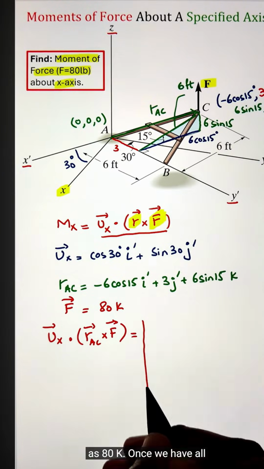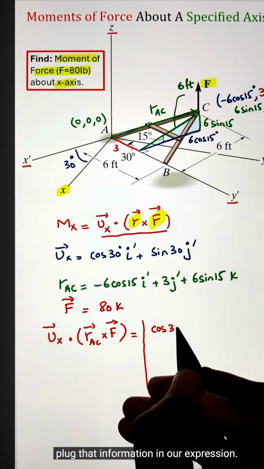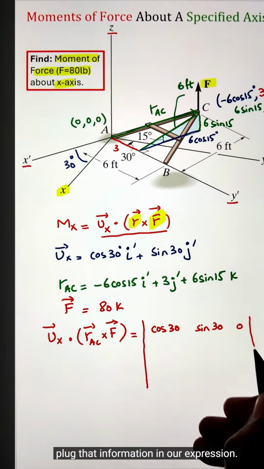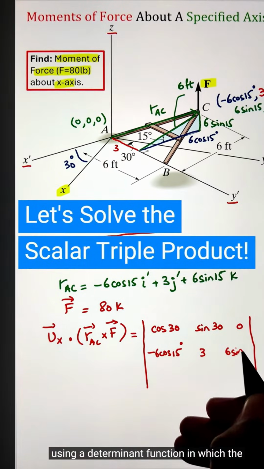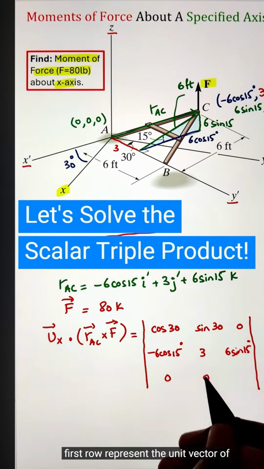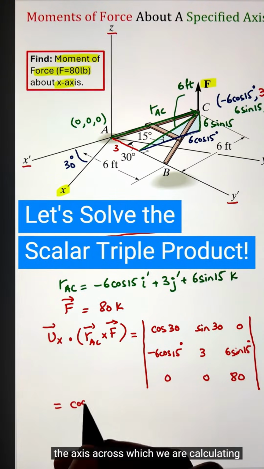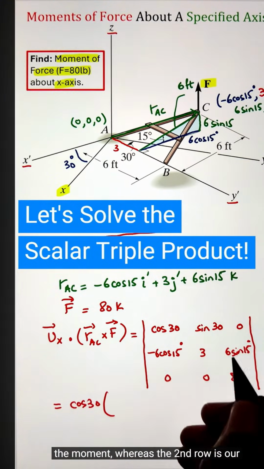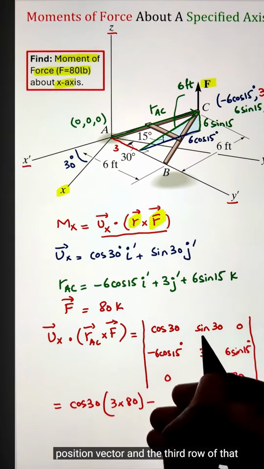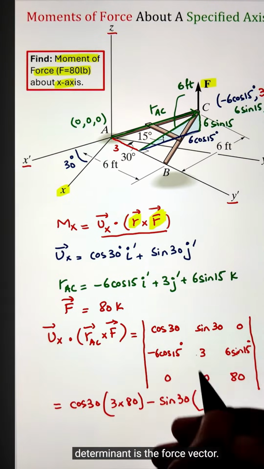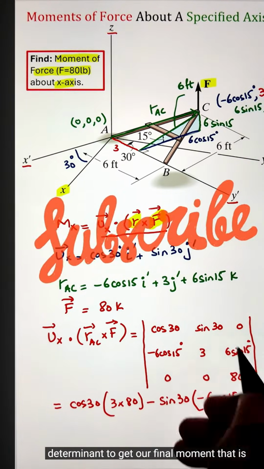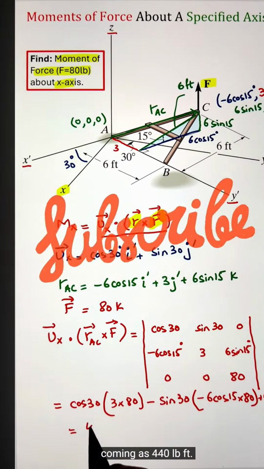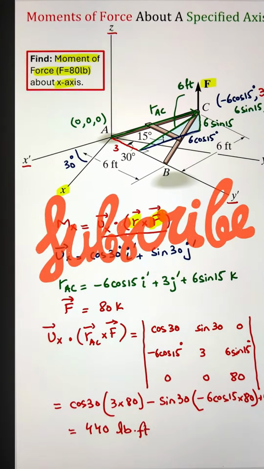Once we have all three vectors, let's plug that information into our expression. Our triple scalar product can be calculated using a determinant in which the first row represents the unit vector of the axis across which we are calculating the moment, the second row is our position vector, and the third row of that determinant is the force vector. Next, we can simplify that determinant to get our final moment, which comes out as 440 pound-feet.